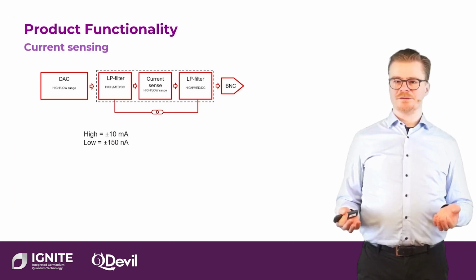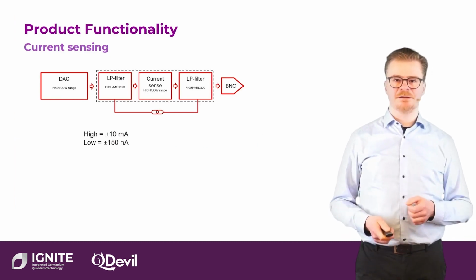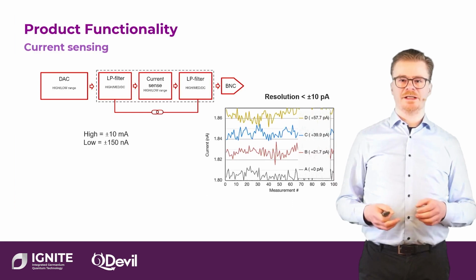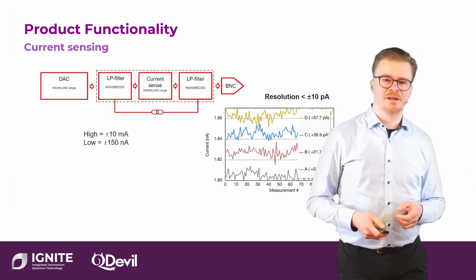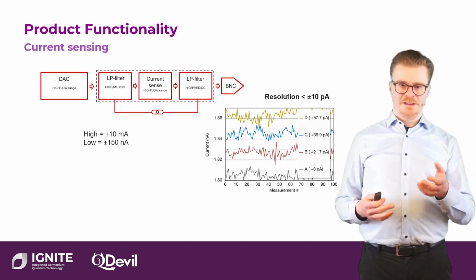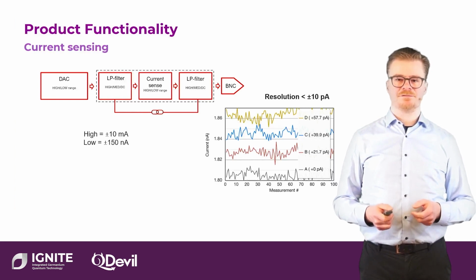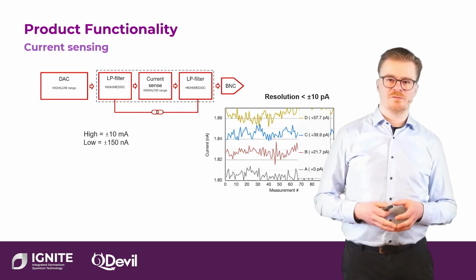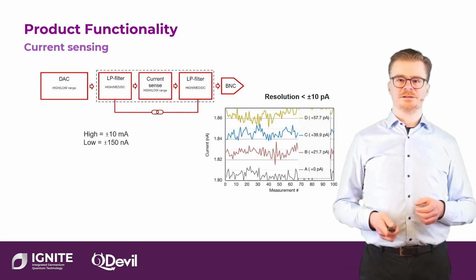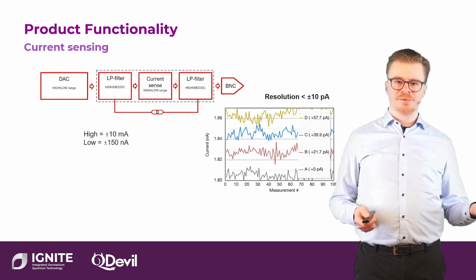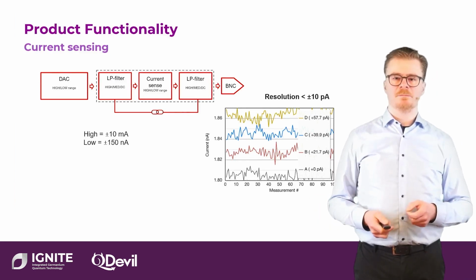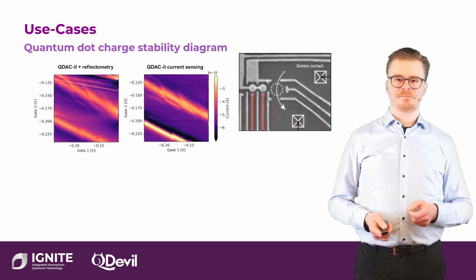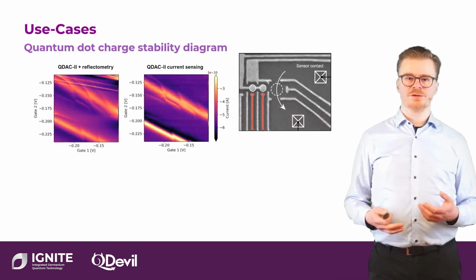One final feature we'd like to highlight is current sensing also. So this QDAC instrument can sense the current level on the output, as integrated in the output stage of the instrument, to a resolution of less than 10 picoamps. So it can also be used to actually perform voltage measurements. So let's put a few use cases out.